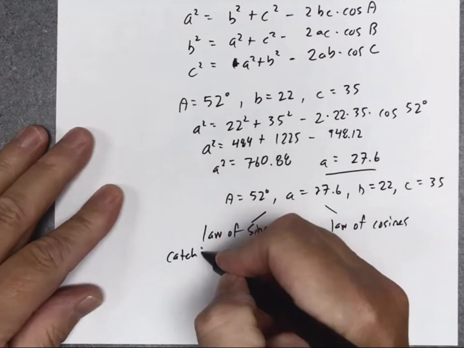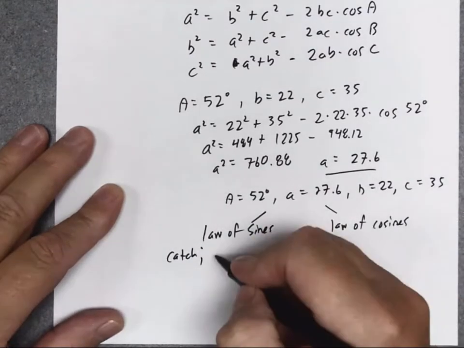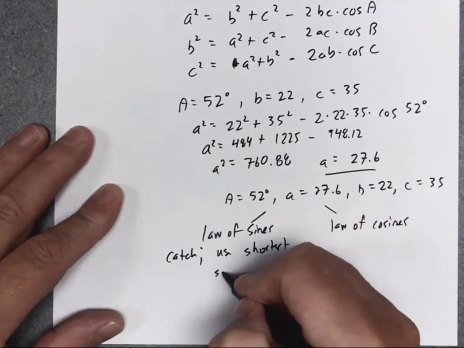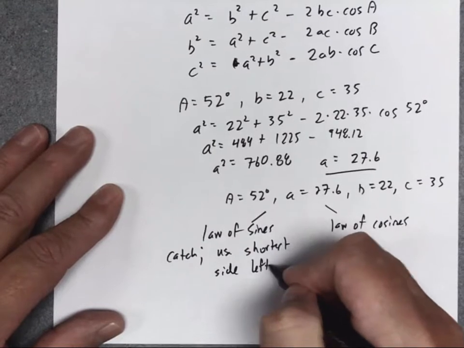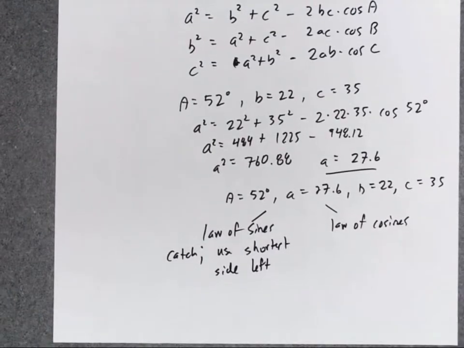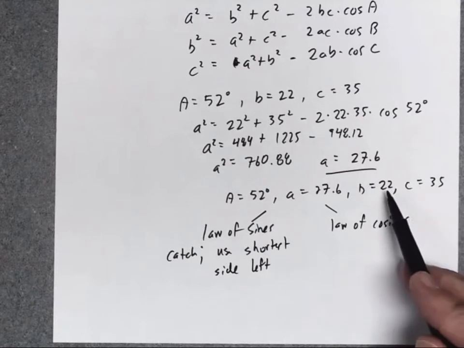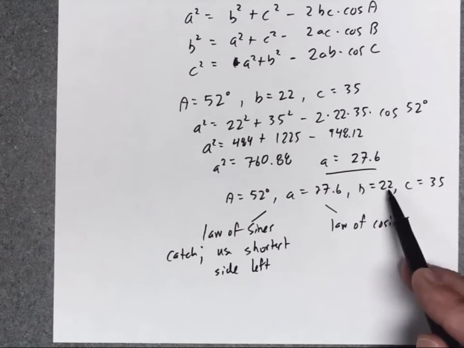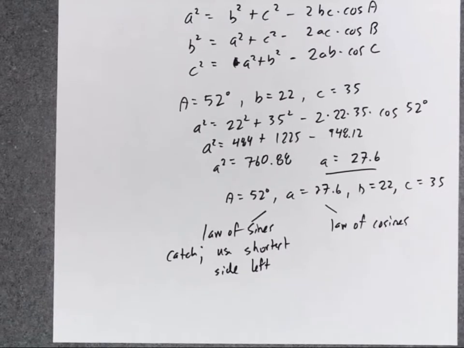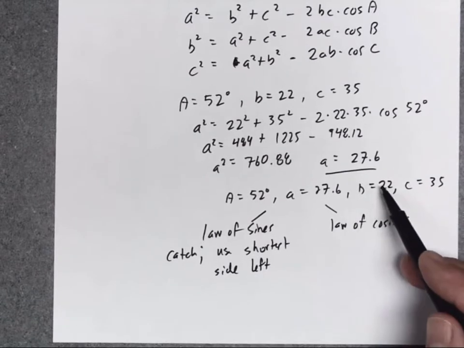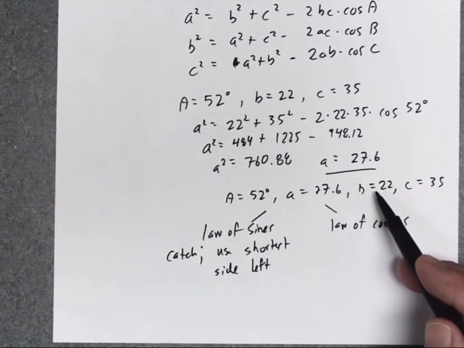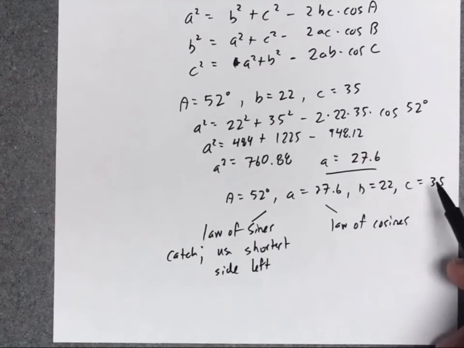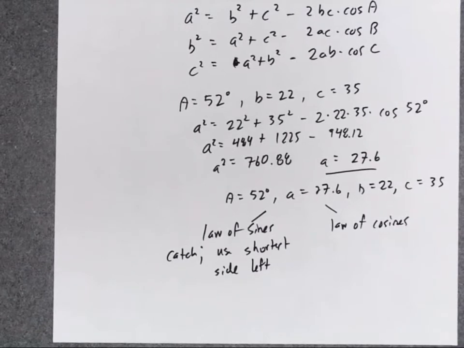So what you have to do is you have to remember this. Use the shortest side left. In other words, I'm choosing between B and C. B is a length of 22, C is a length of 35. Because B is smaller, for me to get the correct answer, I have to next use the law of sines to find angle B. If I were just to decide at this point to use the law of sines to go find angle C, I would end up with a wrong answer.